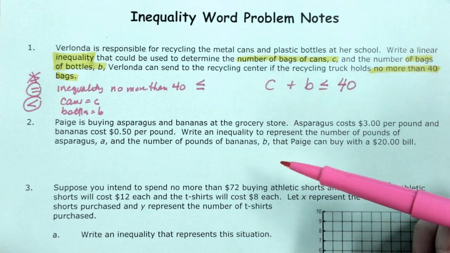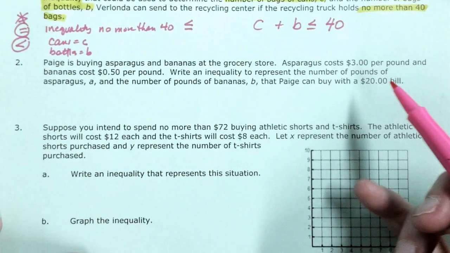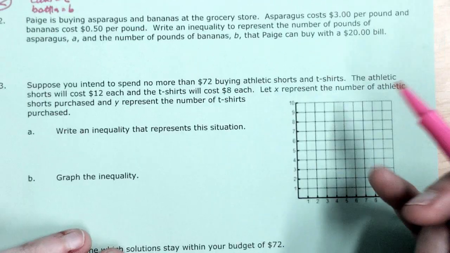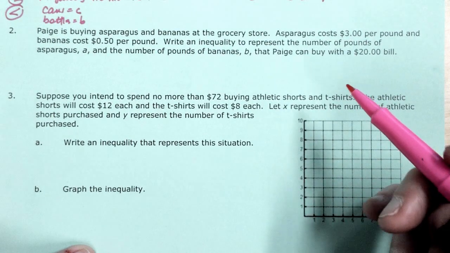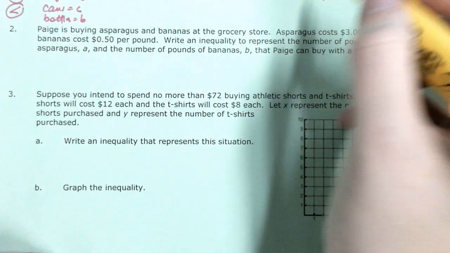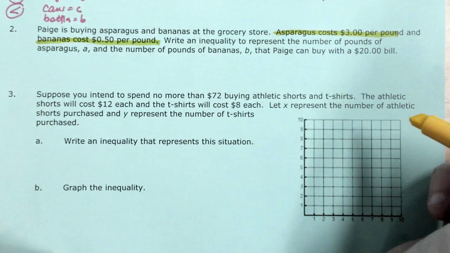Okay? I want you to try the next one. This one's a little tricky. Well, you know what? Let's do this one together too. Paige is buying asparagus and bananas at the grocery store. Why she's doing this, I don't know, but this is what Paige is doing. Asparagus costs $3 a pound. Here, let's get our highlight on. Asparagus costs $3 per pound. Bananas cost 50 cents per pound.